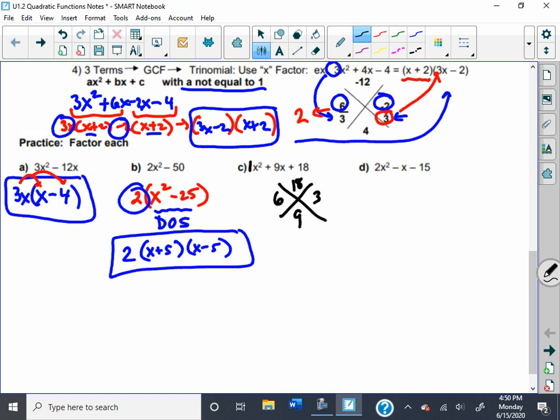Since we're leading off with a 1, we don't have to divide by 1 because 6 divided by 1 still stays as 6. So we write our two binomial parentheses. We have an x plus 6 and an x plus 3.